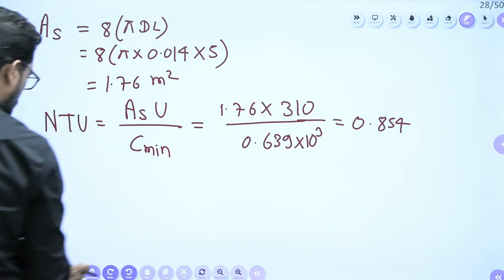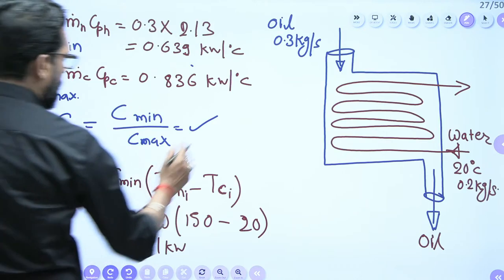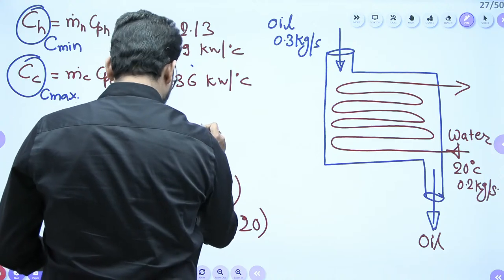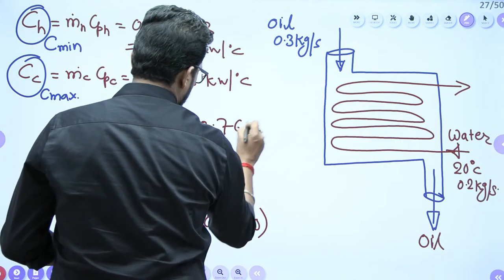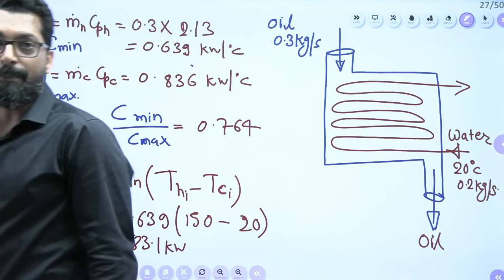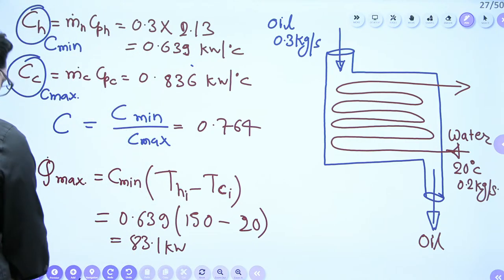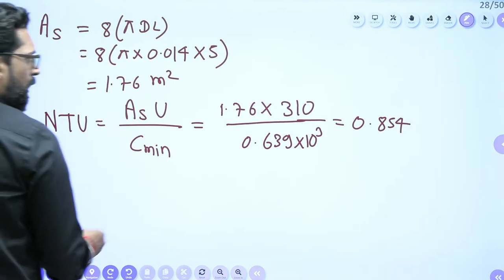What is the capacity ratio here? If you find the capacity ratio, this is your 0.764. Now you have a capacity ratio. This is very important, I am telling you. Now you have a capacity ratio.